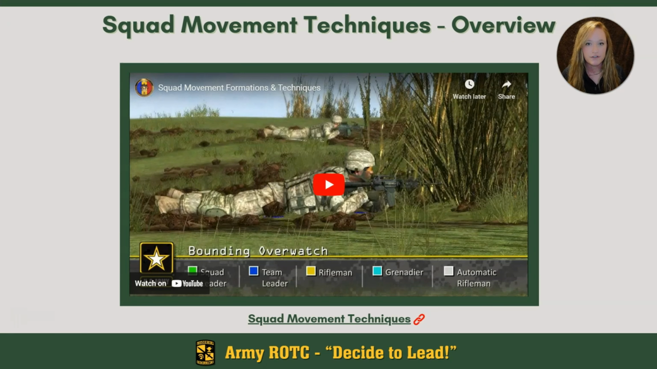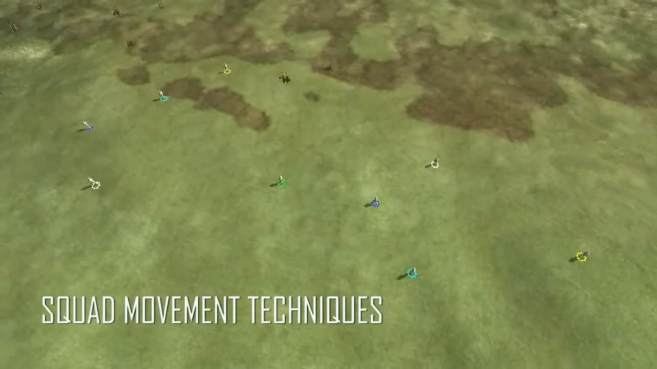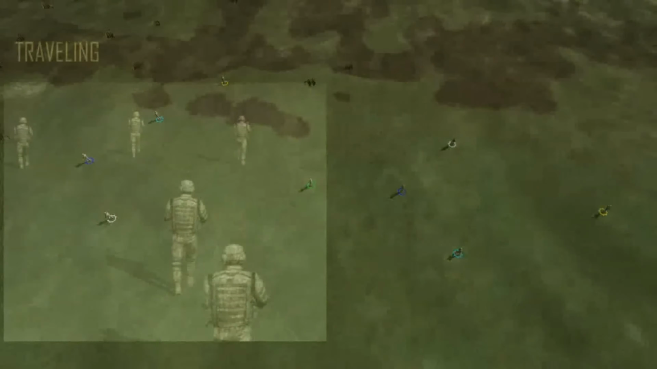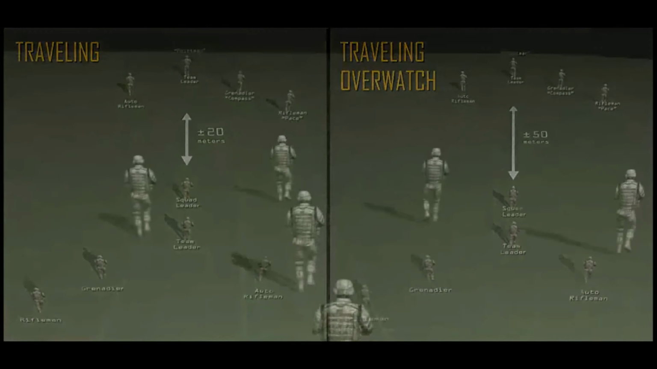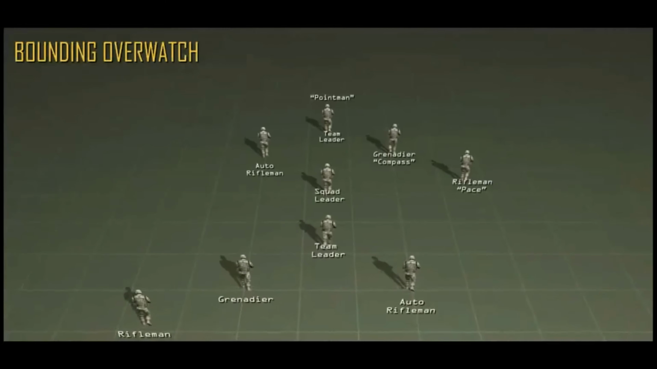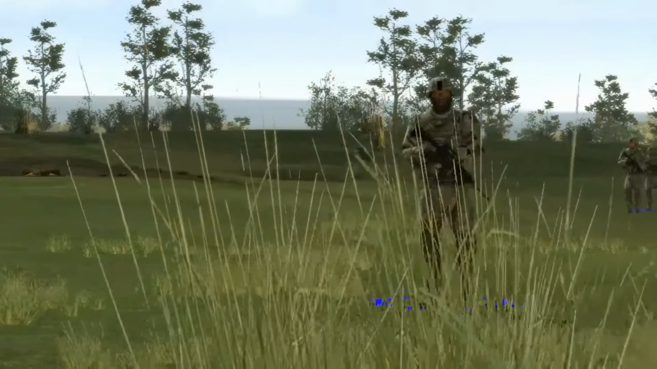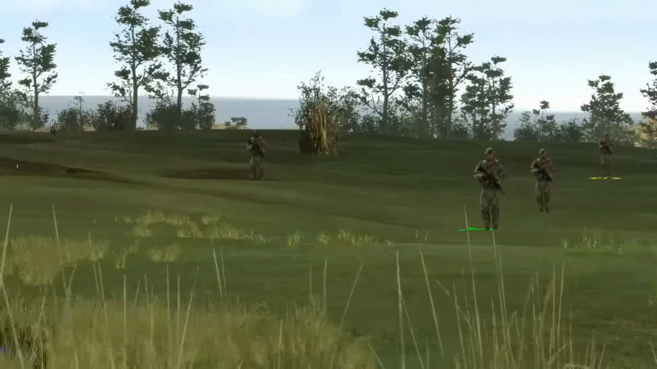So let's do a quick overview of what squad movement techniques are actually all about. What do we use them for? What's the purpose of this? Movement techniques are the position of your squads and fire teams in relation to each other while moving. There are three movement techniques: traveling, traveling overwatch, and bounding overwatch. Like formations, movement techniques provide your unit with varying degrees of control, security, and flexibility.